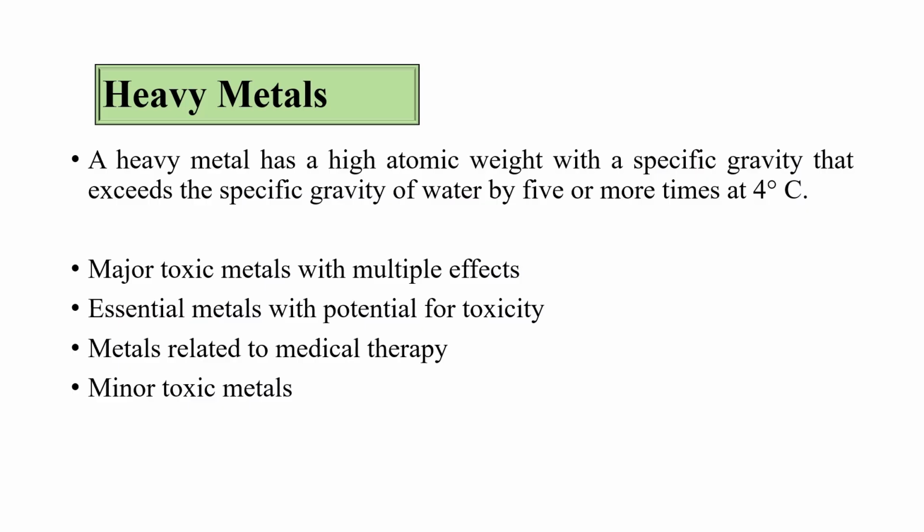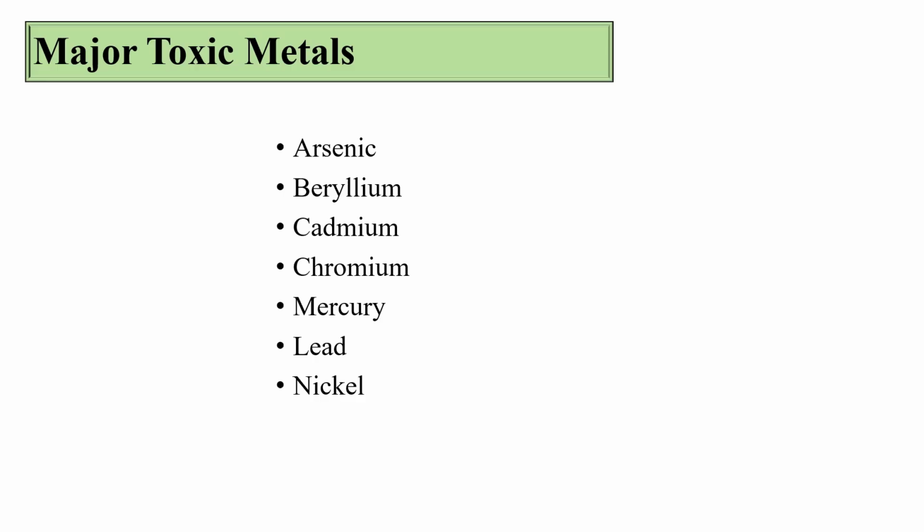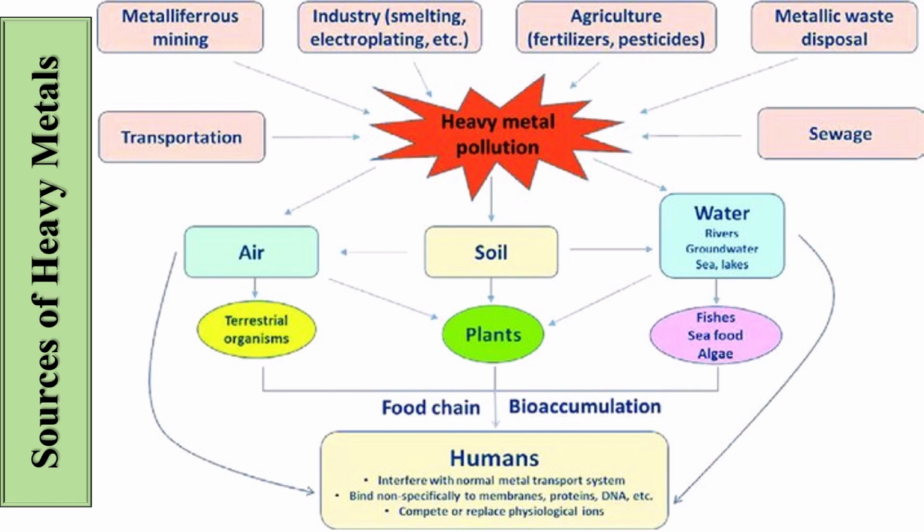The question is, what is a heavy metal? A heavy metal has a high atomic weight with a specific gravity that exceeds the specific gravity of water by 5 or more times at 4 degrees Celsius. Major toxic metals may cause multiple effects, while some are less toxic. Essential metals also exhibit potential for toxicity.